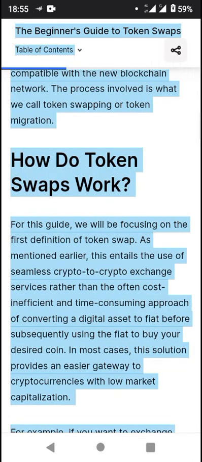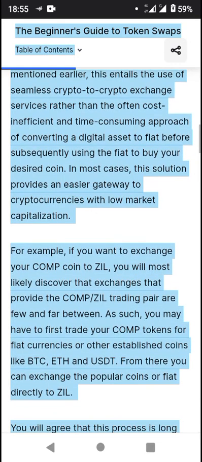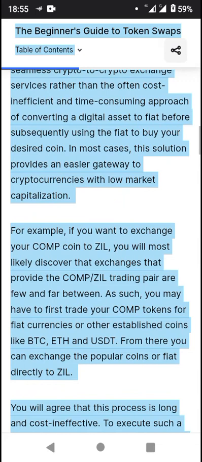So how do token swaps work? This guide will be focusing on the first definition of token swap, as mentioned earlier, where there's a seamless crypto to crypto exchange service, rather than the often costly route of converting a digital asset to fiat, with you subsequently using the fiat to buy your desired cryptocurrencies.